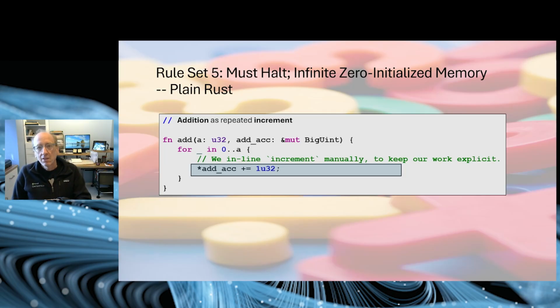Okay, we have increment. Let's see how addition can be defined as repeated increment. Pretty straightforward. We have some small number a that we want to add to our add accumulator, which is a big int, and all we have to do is loop a times, and each time in that loop we'll do our in place increment to add accumulator, and then at the end add accumulator will be a more than it was before. So we'll have added a to add accumulator.